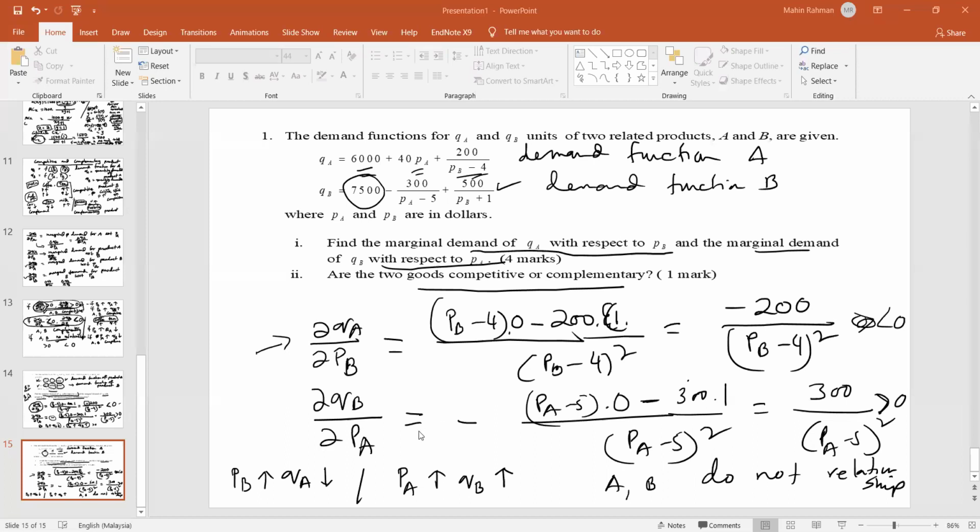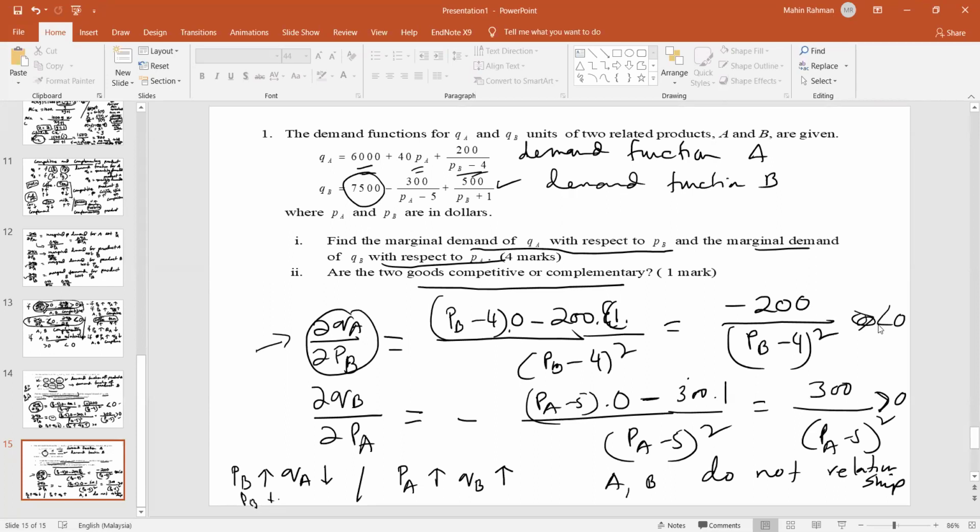Okay, hold on, the last slide. Delta QA by delta PB. Because it is negative, that means if the price of product B increases, the quantity of product A will decrease. That means this one is less than 0. If it is less than 0, it indicates that if the price of product B increases, the quantity of product A will decrease, or if the price of product B decreases, the quantity of product A will increase. So that means it indicates that A and B are competitive.